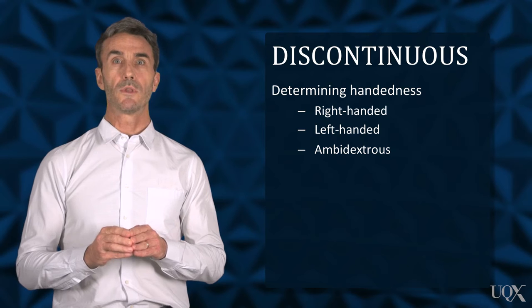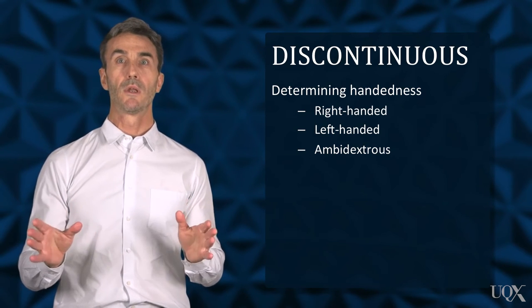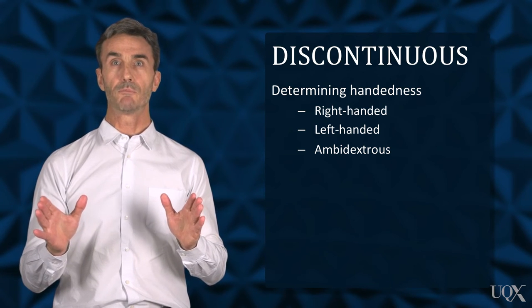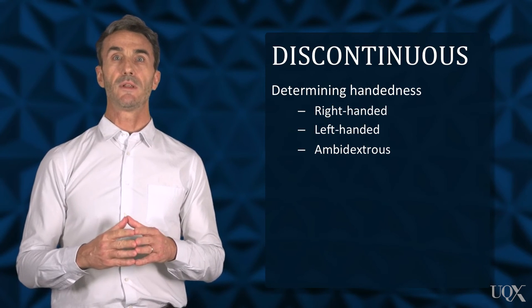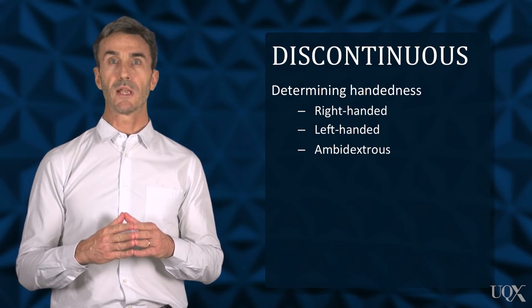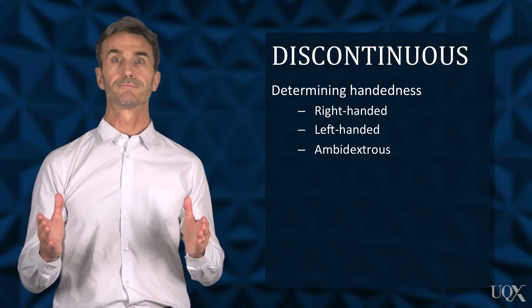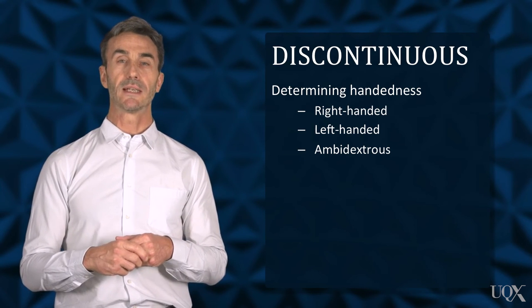Suppose you wanted to record the number of people who are right-handed or left-handed in a room. Most people are one or the other, although some may be able to use both and are referred to as ambidextrous. Essentially, there are three choices and each represents a distinct category. This is discontinuous data. Common graph types can be used depending on how the data is collected.